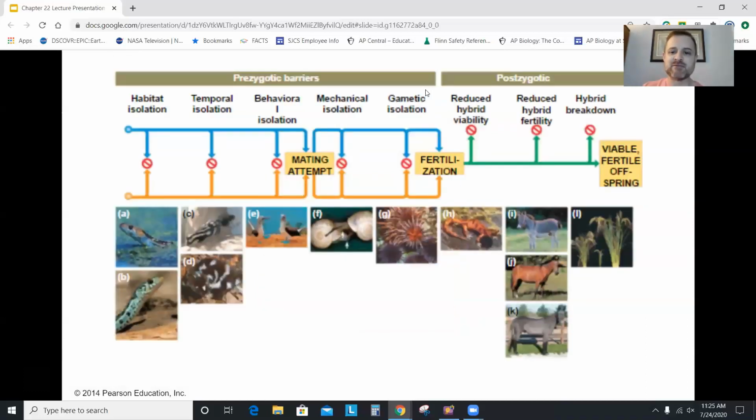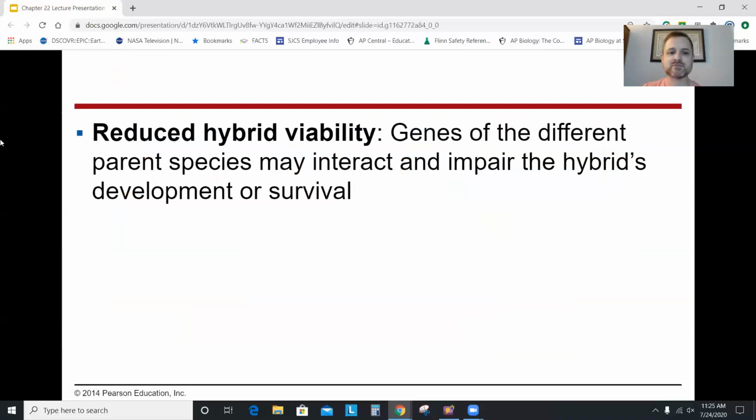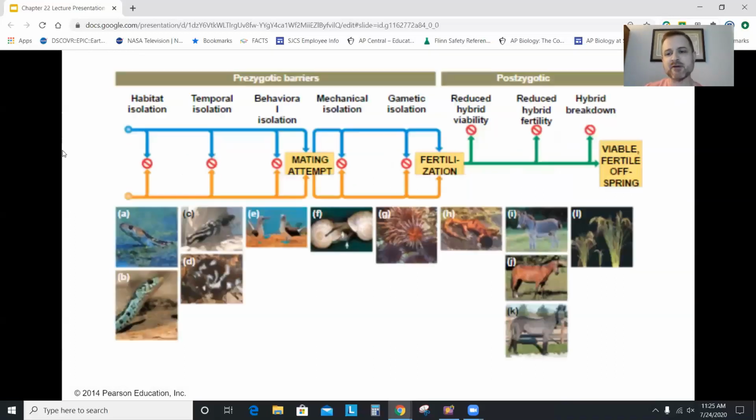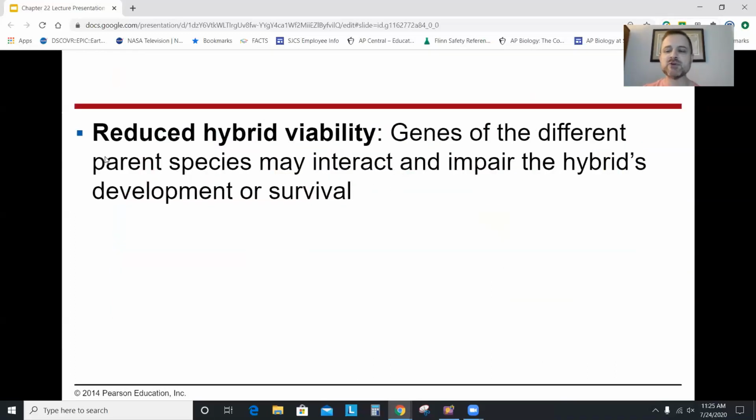So we've done these 5 right here. We only have 3 more to do. So postzygotic barriers would be ones where you actually create a zygote, possibly even an embryo, but for whatever reason it's not viable. Reduced hybrid viability is the term for, say that you create a zygote.